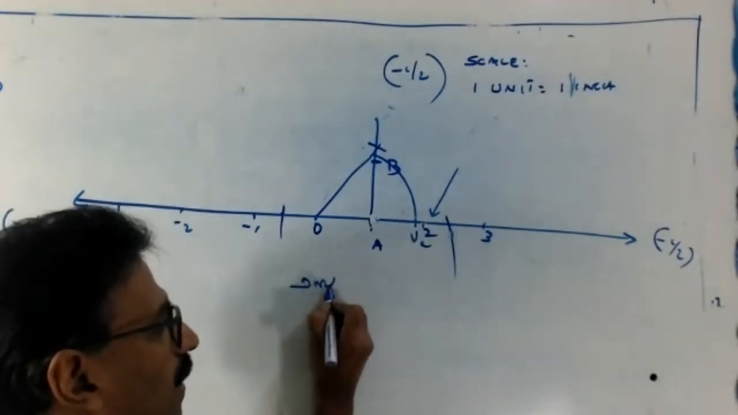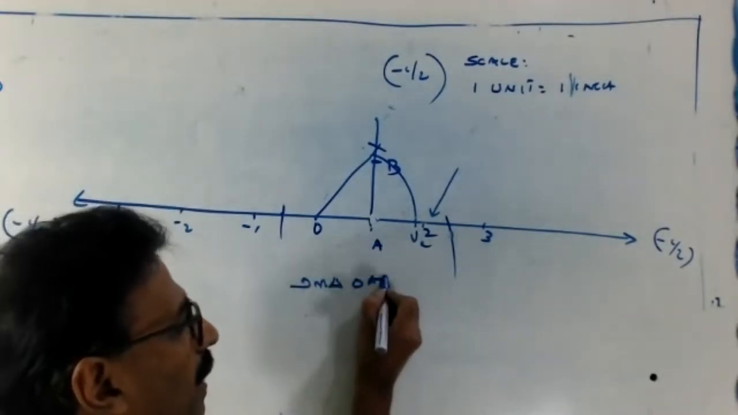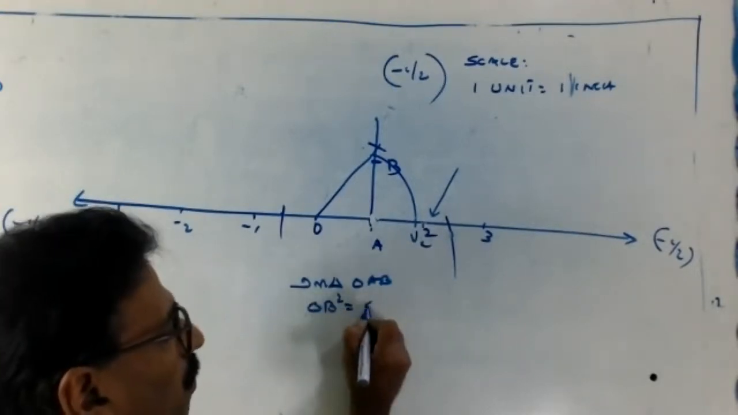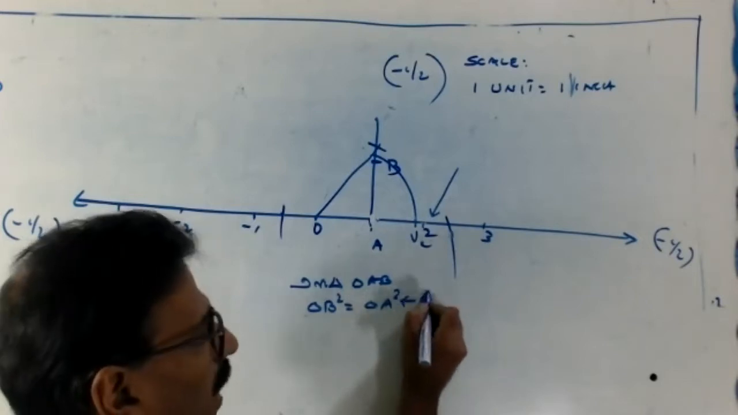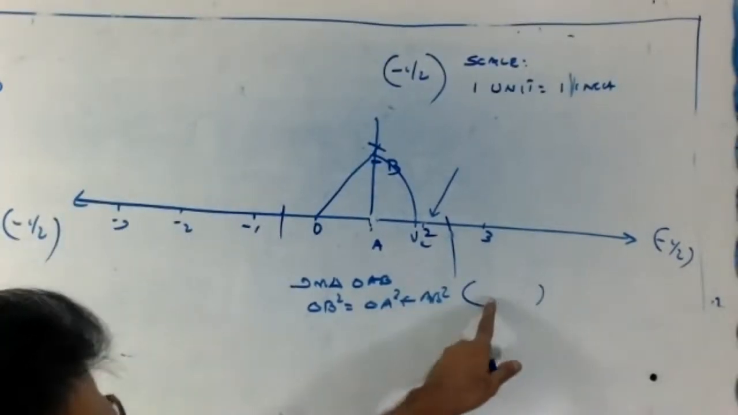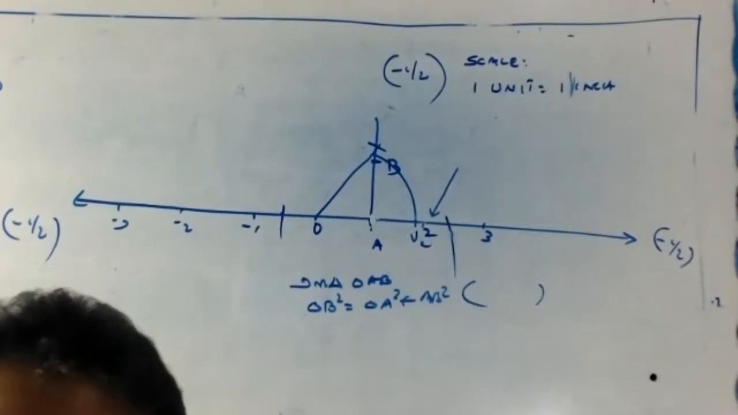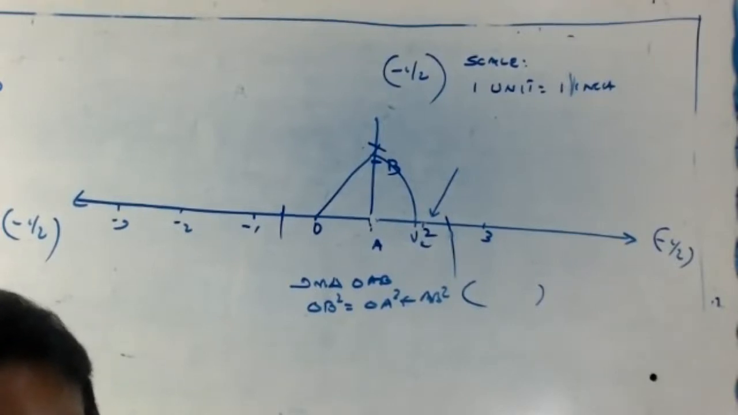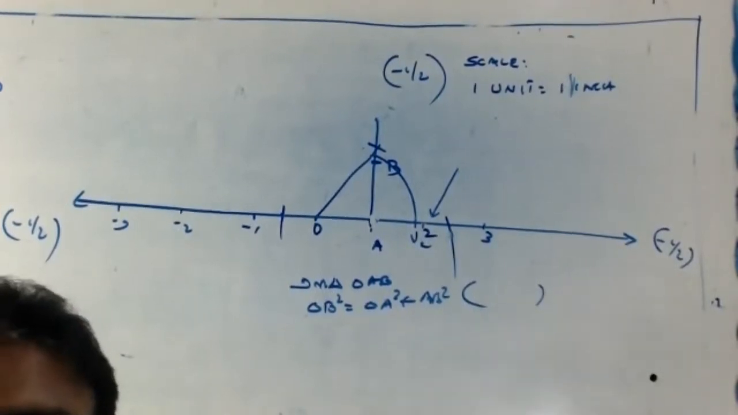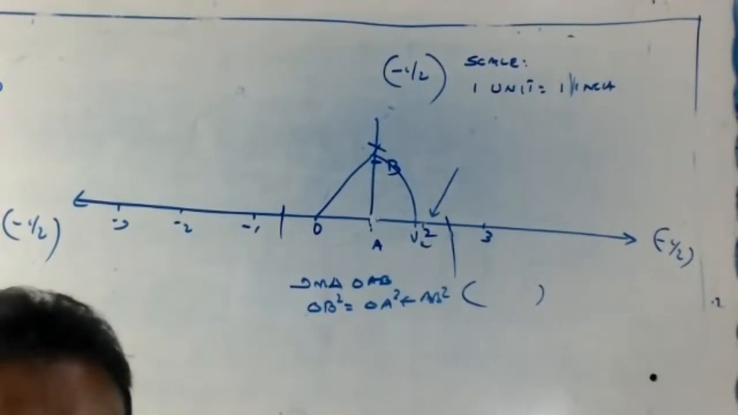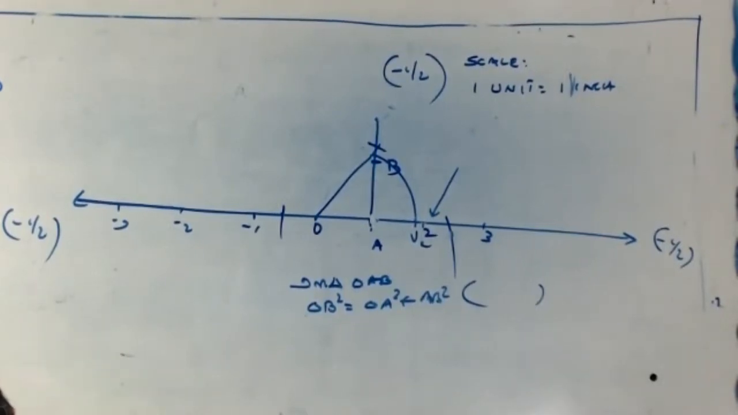In triangle OAB, OB square equal to OA square plus AB square. You write the Pythagoras theorem. If you're not writing this one, you'll lose half a mark, you'll miss it. At the same time, you'll get a sin because it is only the theorem. You miss half a mark, and you get a sin also, because it is only the theorem.